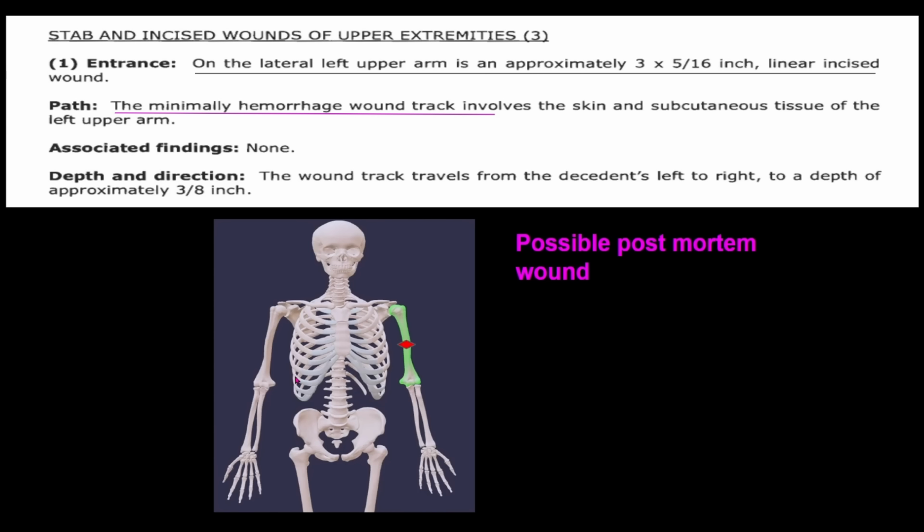Now this cut on Kaylee's arm right here, lateral left upper arm, it's 3 inches wide, 5/16 inch. Again, minimally hemorrhagic wound tract. This is an unnecessary cut right here. Just trying to add cuts for some reason. I think it's staging.